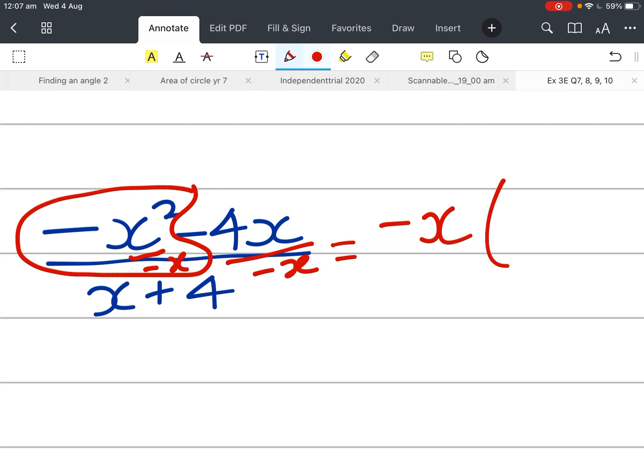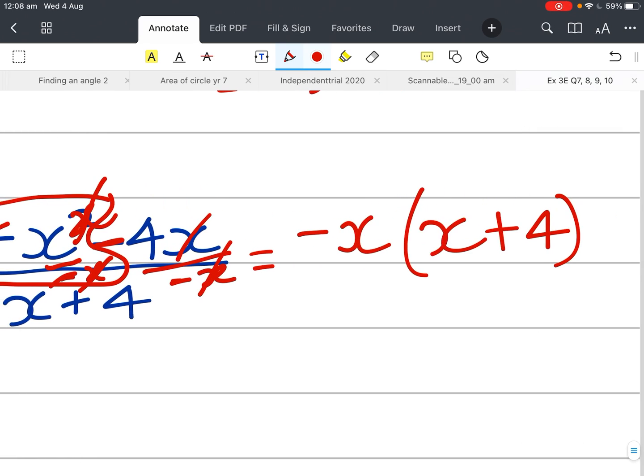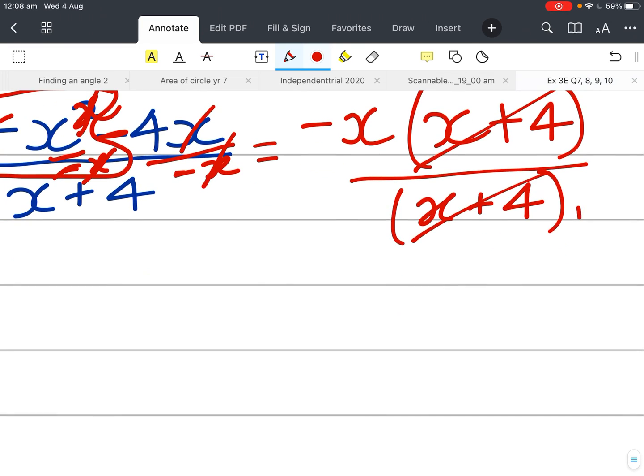So -x squared divided by -x. Now remember, x squared means there's 2 x's like that. So negative and a negative cancel, makes a positive. I'm going to cross out one of the x's with one of the x's. That leaves me with an x. Next one. Negative and a negative either cancel or they make a positive. And the x's cross off, leaves me with a 4. Notice, what do we have on the bottom? X plus 4 also. Cross those guys off and you're left with -x.